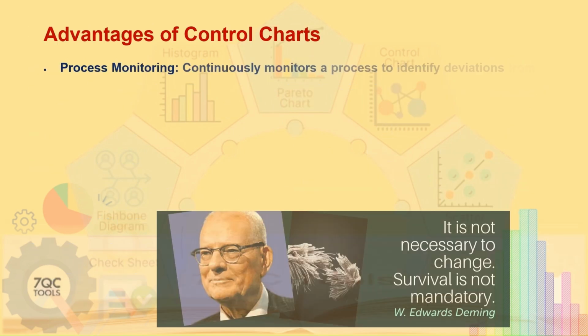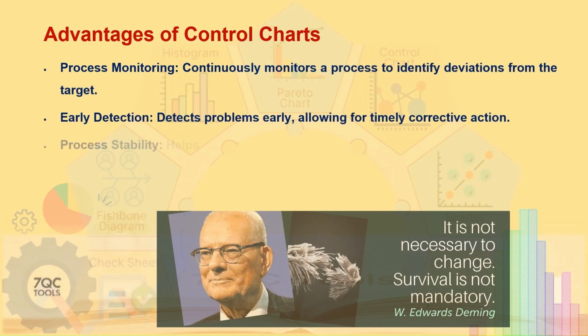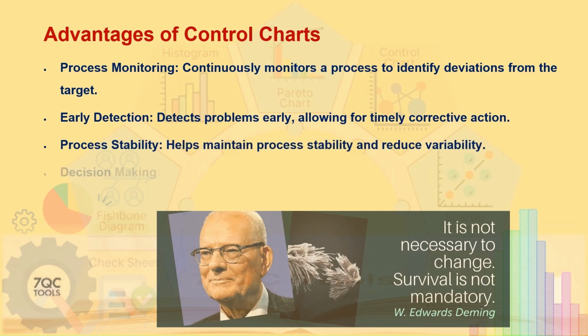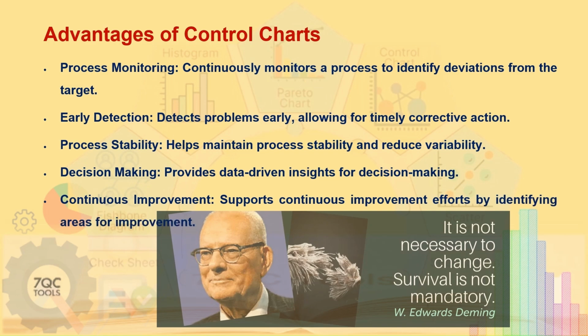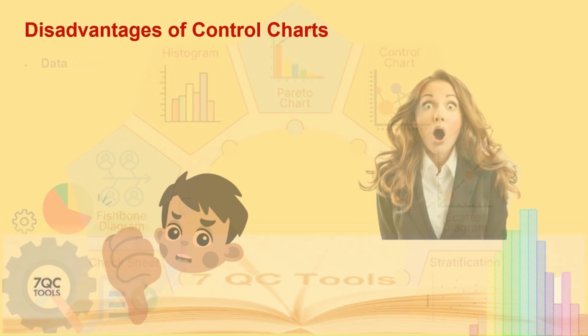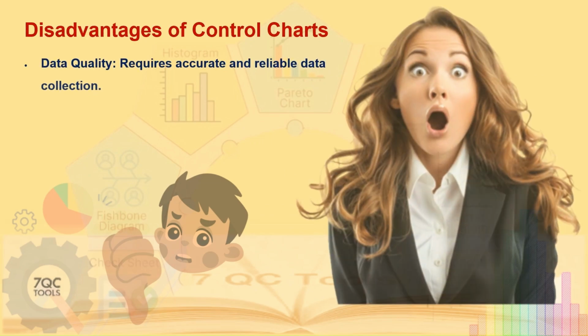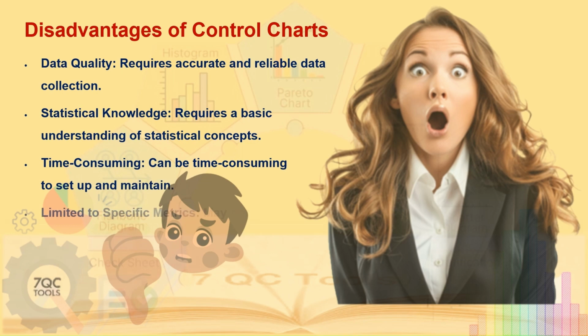Control charts continuously monitor a process and detect problems early to enable timely corrective actions. It also helps to maintain process stability and for decision making for continuous improvement. A word of caution, it requires accurate and reliable data collection and basic understanding of SQC concepts. It requires time to set up and maintain, and also may not capture all aspects of process performance.